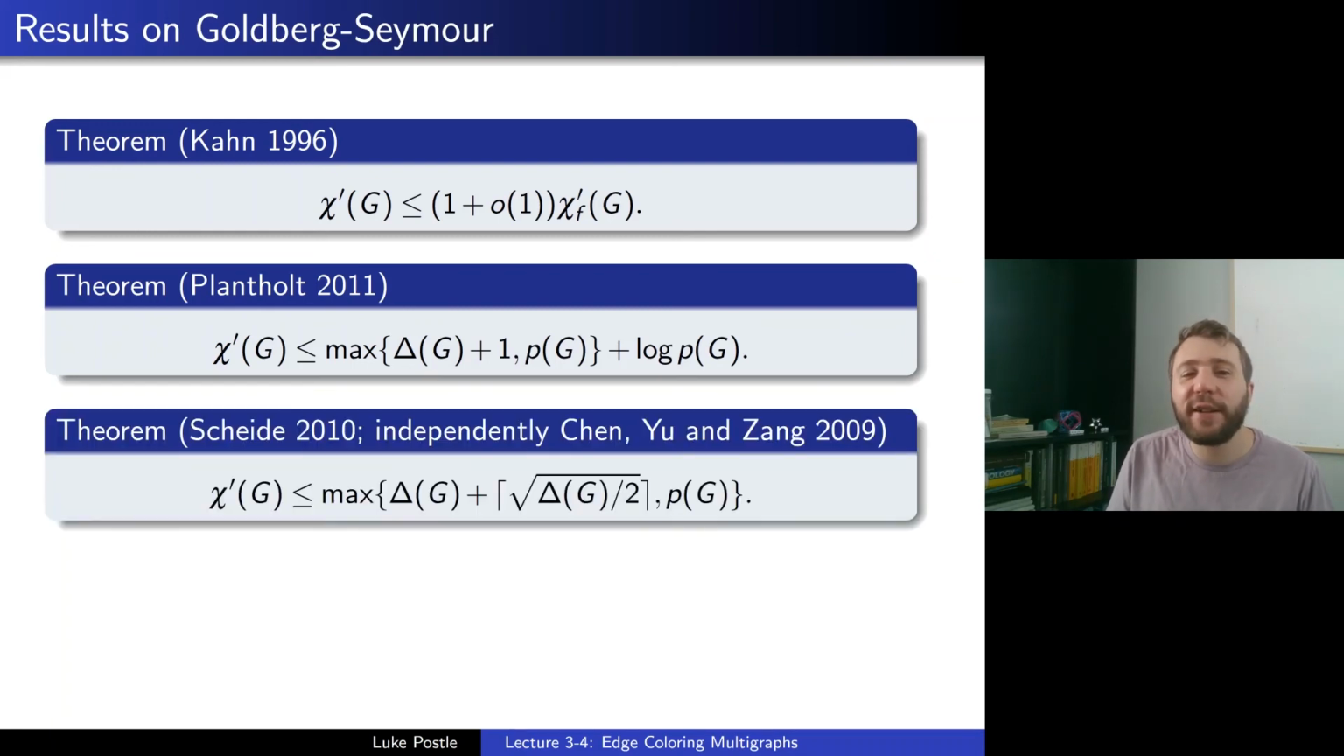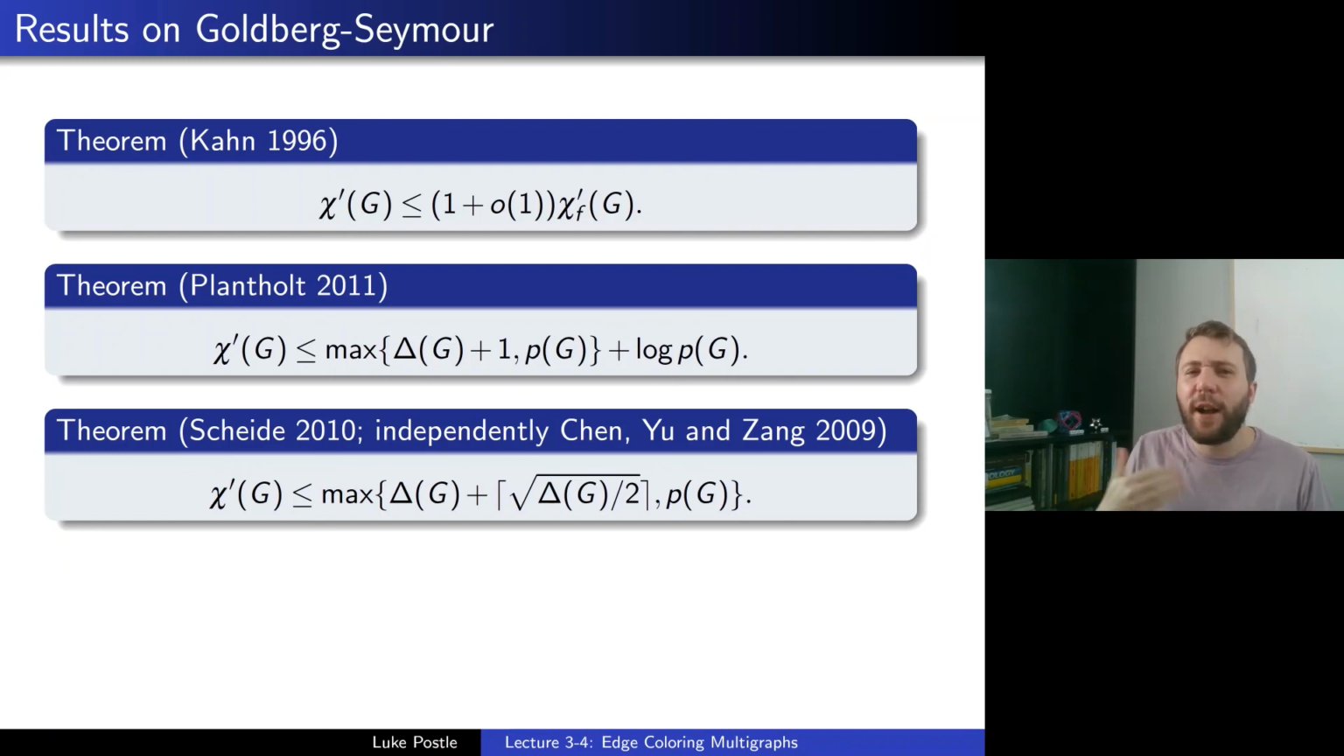But actually, there was this very nice result of Shida in 2010 and independently by Chen, Yu, and Zhang in 2009. So they were both announced in 2008, showing that chi prime is at most the max of delta plus the ceiling of square root delta over 2, and p. So what is that saying? A different way to say that is if you knew that p was larger than that number, so if p was like 3 delta over 2, like it is for the flattened triangle, then they're actually equal. So it says somehow if there's a subgraph that's 2 over full, then you are equal. Then that is the right number of colors.